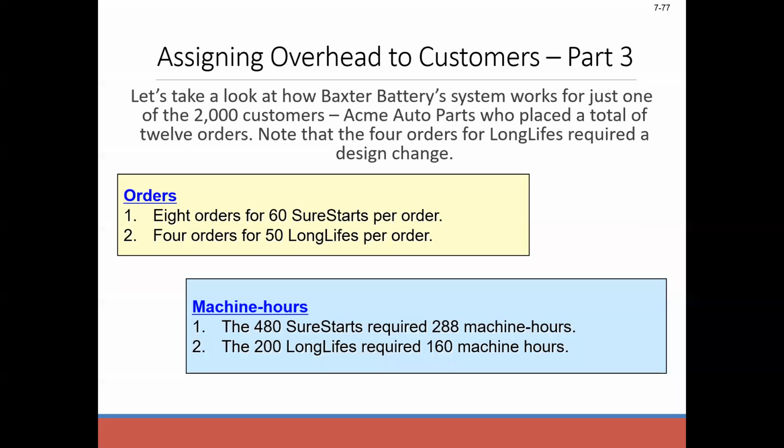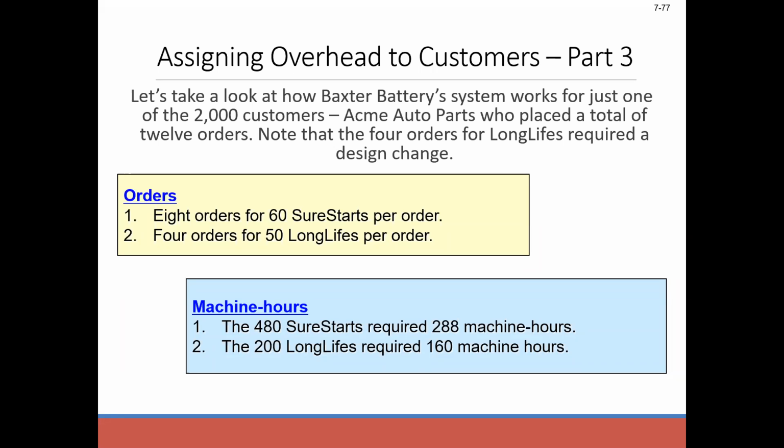Let's look at how Baxter's battery system works for just one of the 2,000 customers, Acme Auto Parts, who placed a total of 12 orders. Note that the 4 orders for Long Lives required a design change. So we have 8 orders for 60 Sure Starts per order and 4 orders for 50 Long Lives per order.